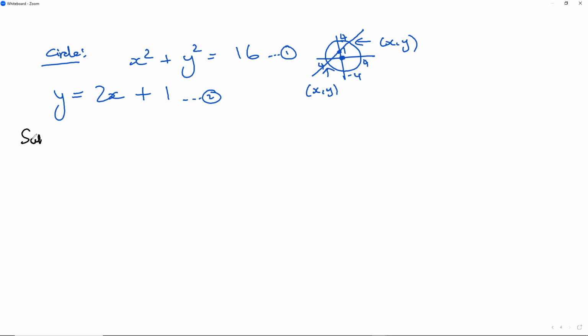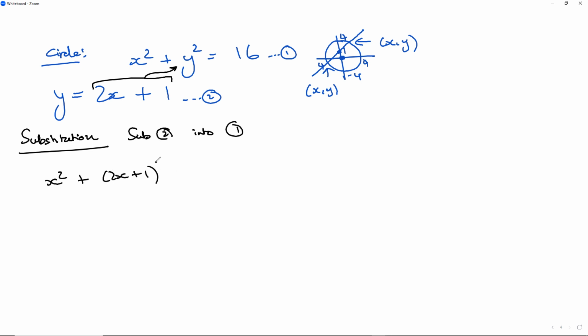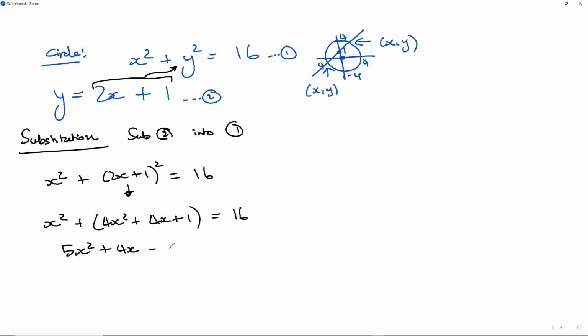In this particular one, I'm going to use the method of substitution. I'm going to substitute equation 2 into equation 1 because it gets squared. So I'm going to replace y with 2x plus 1 and rewrite that equation. I now need to expand this bracket. So this is going to be x squared plus 4x squared plus 4x plus 1 equals 16. That becomes 5x squared plus 4x, and 1 minus 16 is negative 15. Now I have a equals 5, b equals 4, and c equals negative 15.